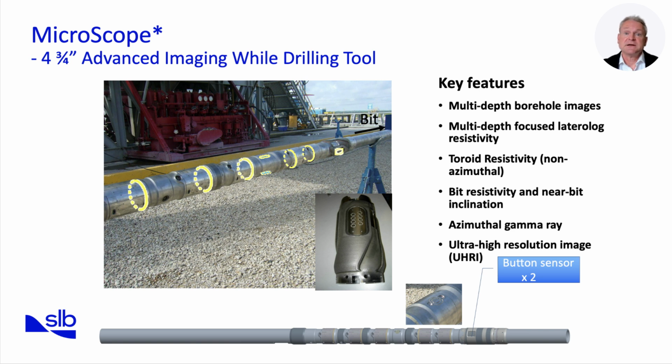Azimuthal gamma ray is another feature which, combined with resistivity and density data, provides a high-resolution image of the borehole environment. The ultra-high-resolution image, or UHRI, enhances detail and makes subtle bedding or fracture patterns easier to identify. On the diagram, you can see in yellow the rings for the multi-depth resistivity, the button sensors in the middle, and at the top, the azimuthal gamma ray. Also in the picture, the stabilizer with the UHRI sensor is shown. This tool is an excellent example of integrating multiple measurements into one system. Now, let's move to the topic of real-time image transmission.